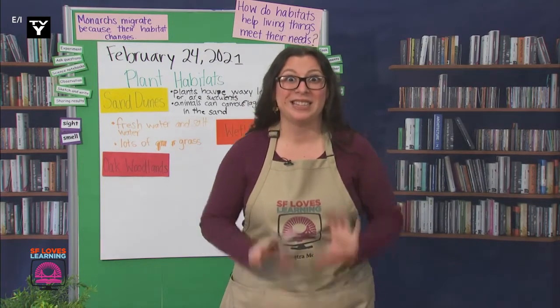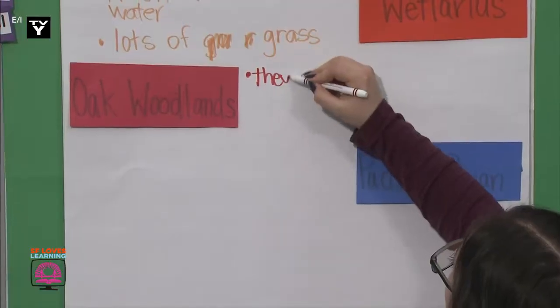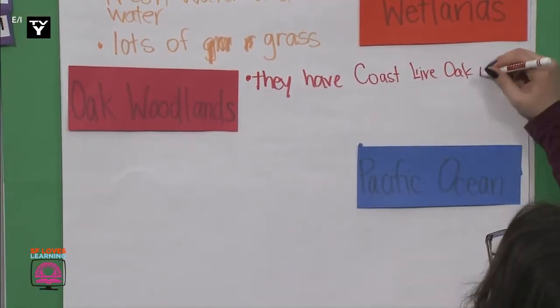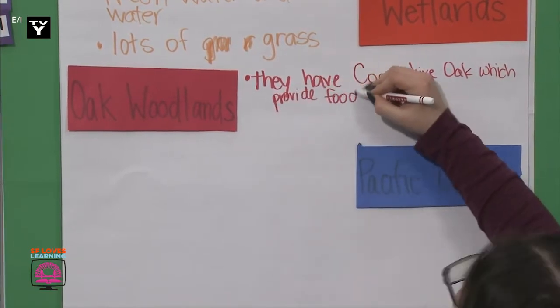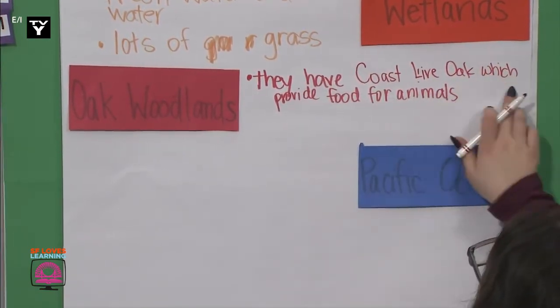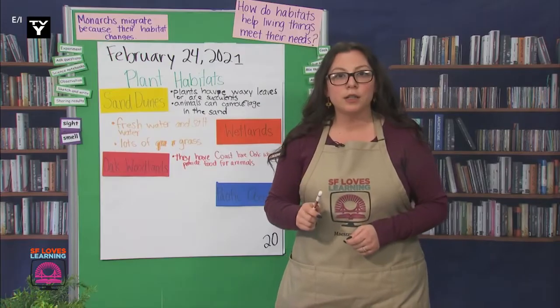I'm glad you like it. Let's copy it down. They have coast live oak, which provide food for animals. Okay. You know what else was interesting?